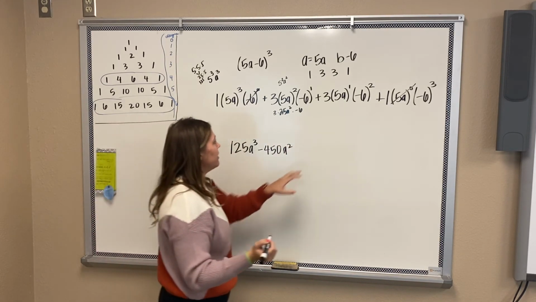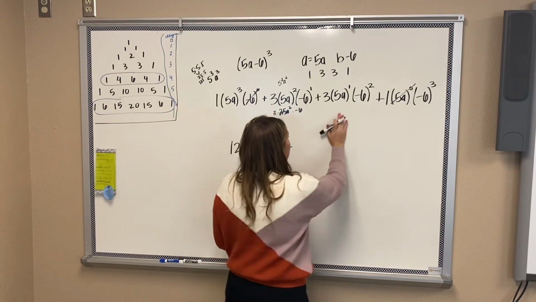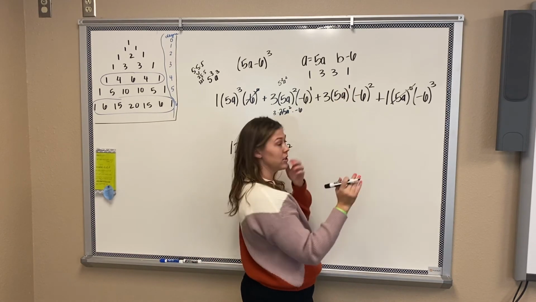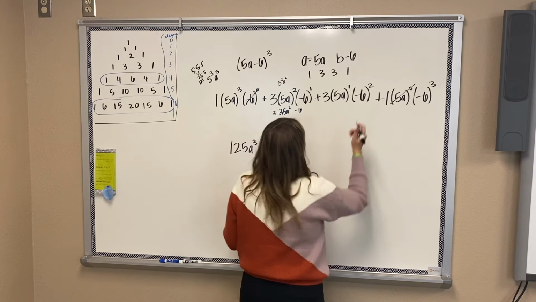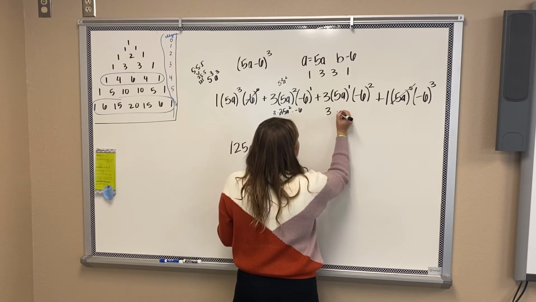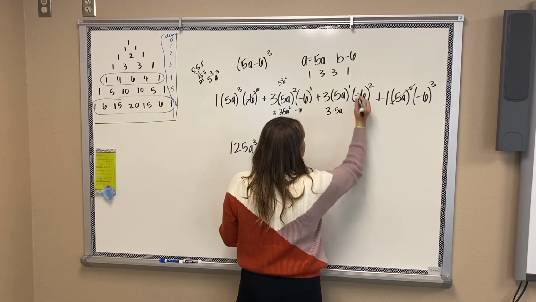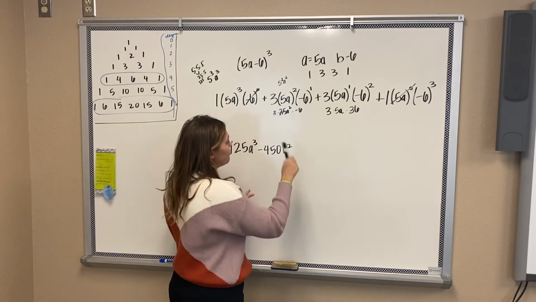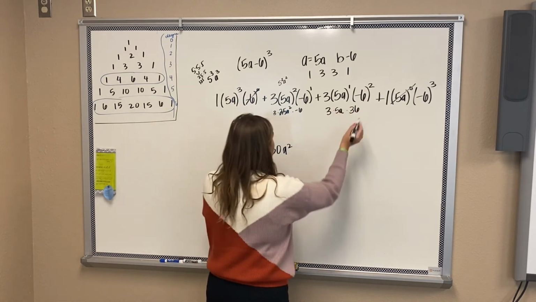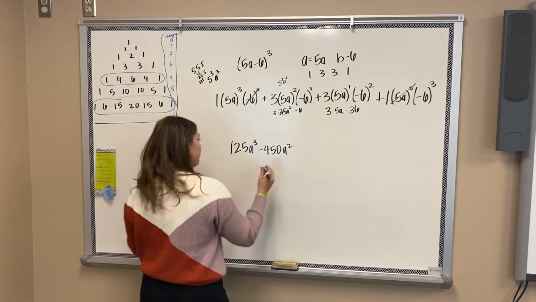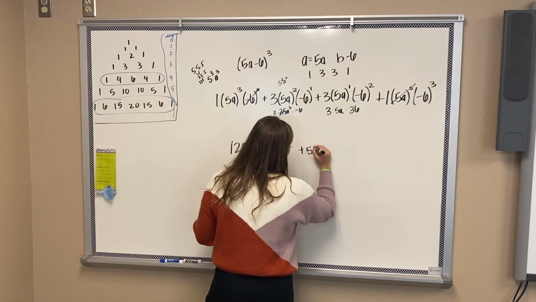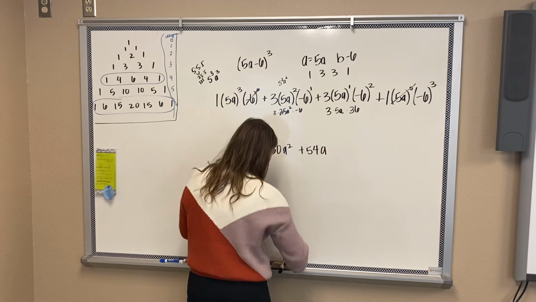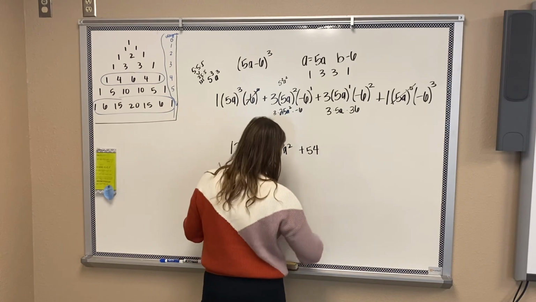Okay, now we have this one. We have 3 times 5a, just to the first power, so just 5a times negative 6 squared. Okay, so we have 3 times 5a, negative 6 squared is 36. So 3 times 5 times 36 is positive 540. A, whoa, 540a.